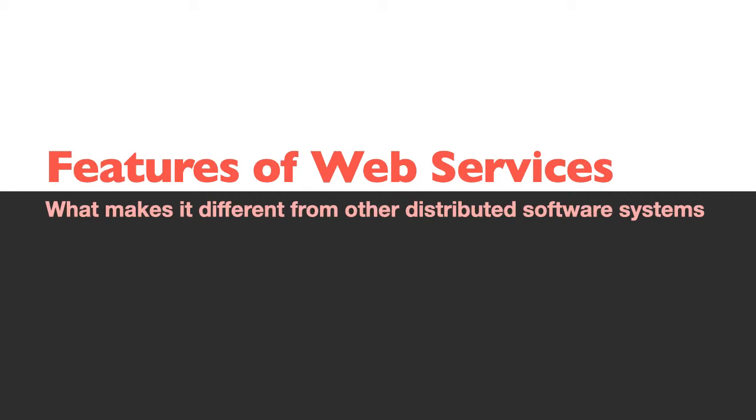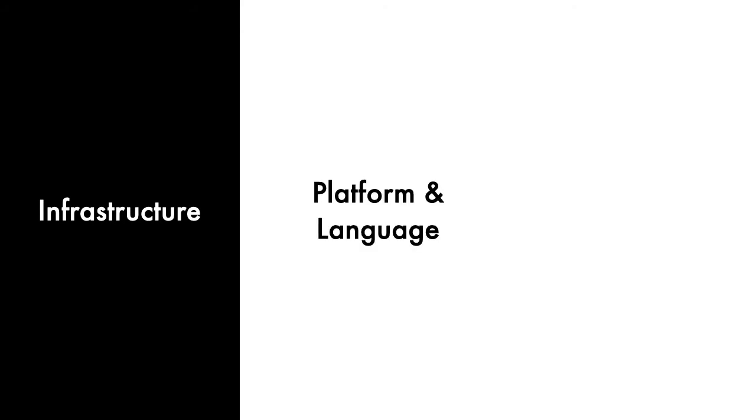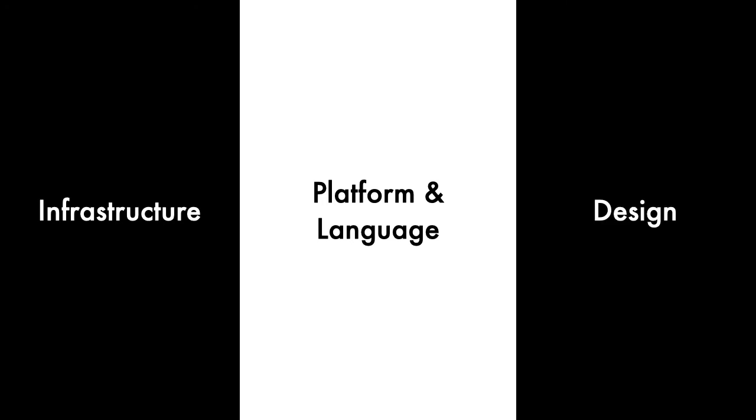Now, let us see what makes a web service different from other distributed software systems. For this topic, there are three aspects that we can consider in the discussion. First, infrastructure. Second, platform and language, referring to the underlying operating system and the programming language used to consume or to construct the web service. Third, design of the web service: how it should be designed, is it the same or different from other software components?